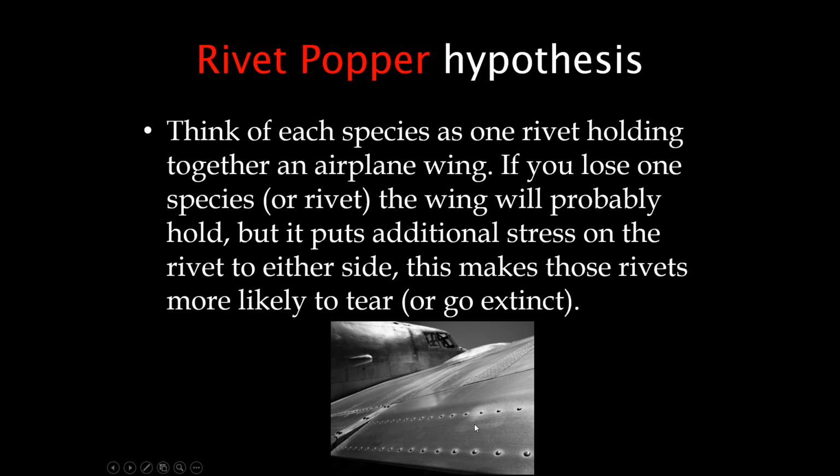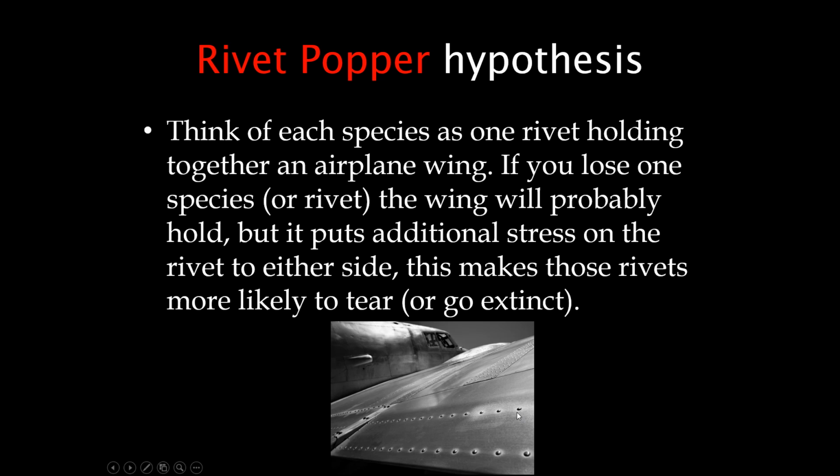So, the Rivet Popper hypothesis. If you ever have been in an airplane and you've looked at the wing of the airplane, all of these little things, they're called rivets, and they're holding the metal of the wing down to the structure that's underneath it. If you were to look out at that wing and one of those rivets popped out as you were taking off, it's probably not a big deal. Your wing is still going to stay intact and life is good, but the thing is, the 2 rivets that are on either side of that, they start to get stressed because that one failed. That makes them more likely to fail.